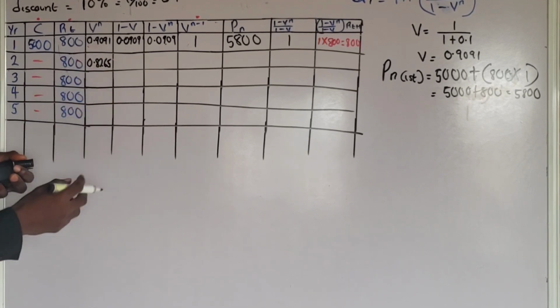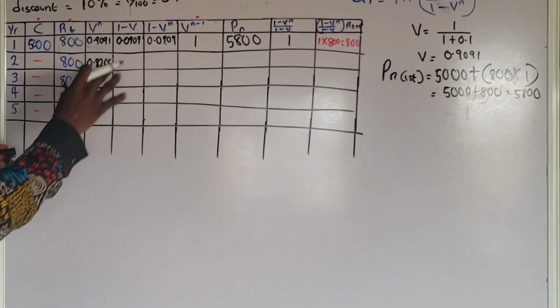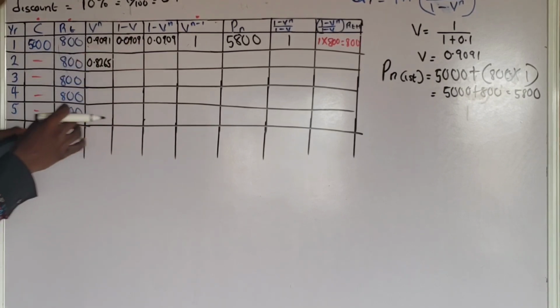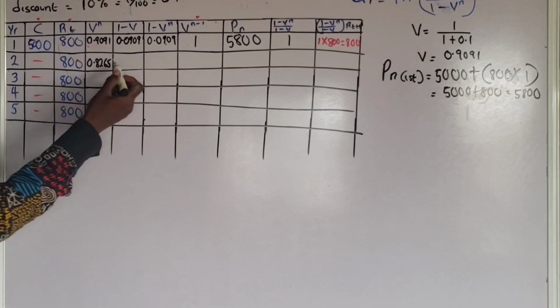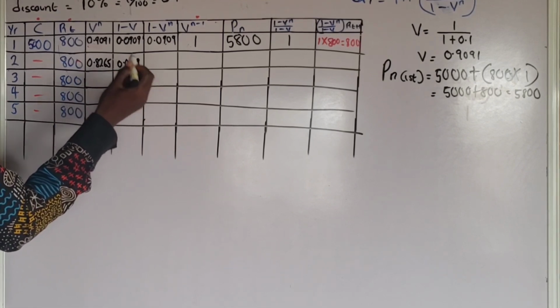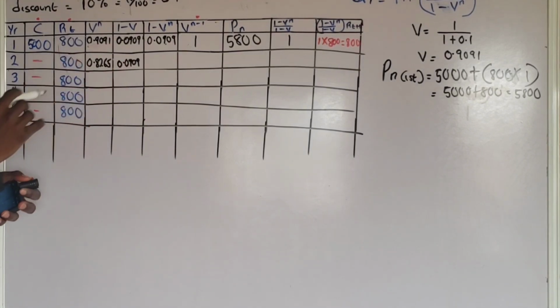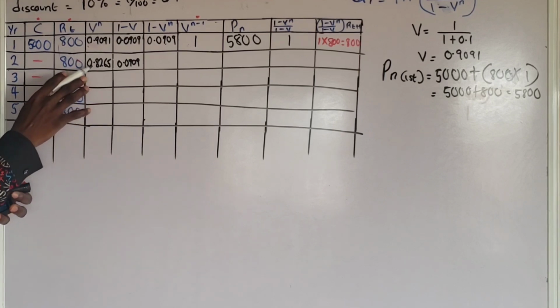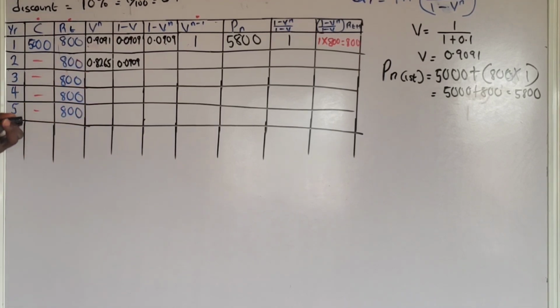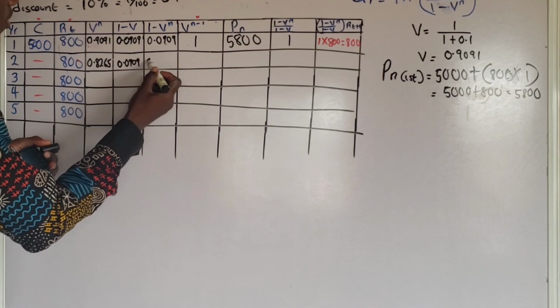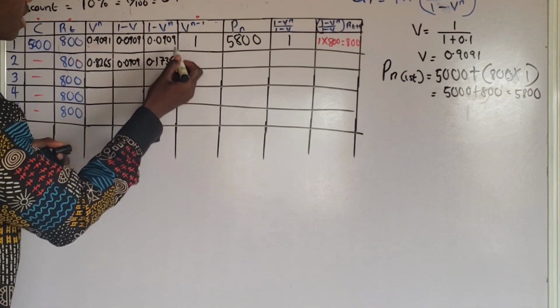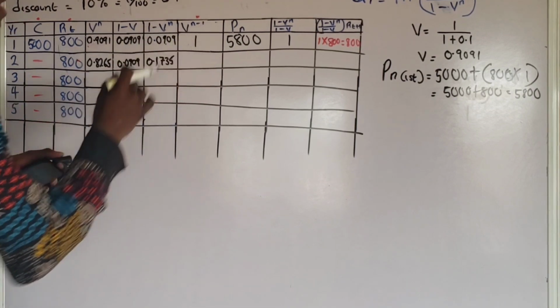0.8265. You understand? So let us proceed to the next cells. I'm going to have 1 minus v. 1 minus v is still 0.0909. Then for this, we are going to have 1 minus v raised to the power of n. That simply means I'm going to subtract this from 1. You understand? Because v raised to the power of n for the second year is 0.8265. So I'm going to have 1 minus 0.8265. That is 0.1735. Okay?